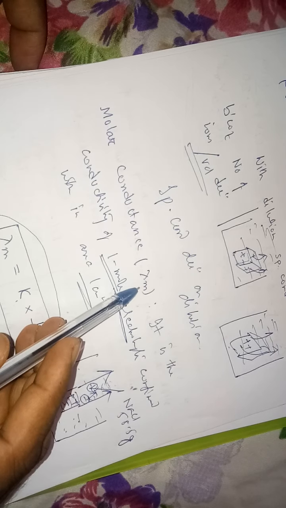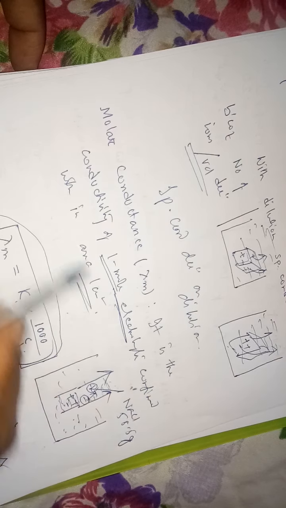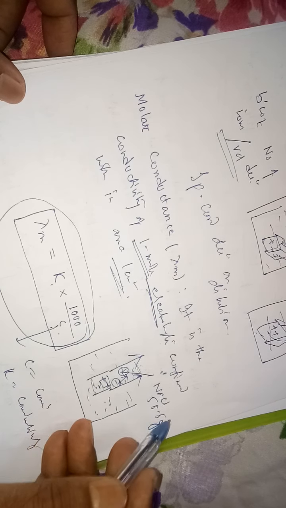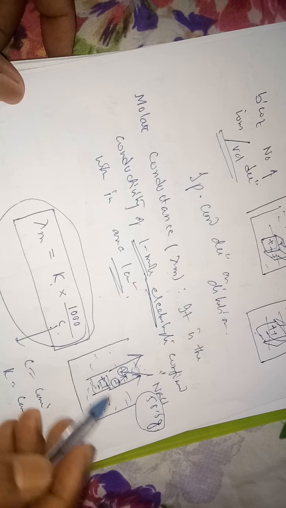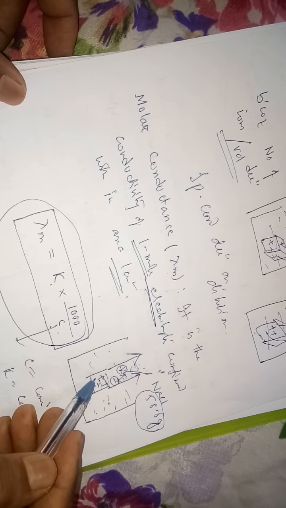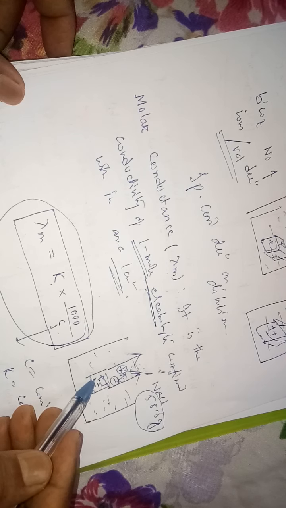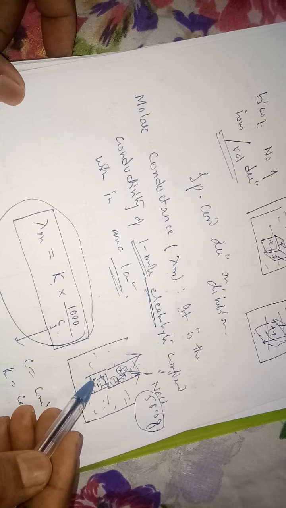Now next term is your molar conductance. Molar conductance is designated by lambda m. It is the conductivity of 1 mole of electrolyte confined within area of 1 centimeter square. So in 1 centimeter square, how much is the conductivity of 1 mole of electrolyte? Now if I take NaCl, 1 mole of NaCl is equal to 58.5 gram. So consider the 58.5 gram, from that one we will get some ions. These ions contribute the conductivity. How much of this one? This is called molar conductivity.